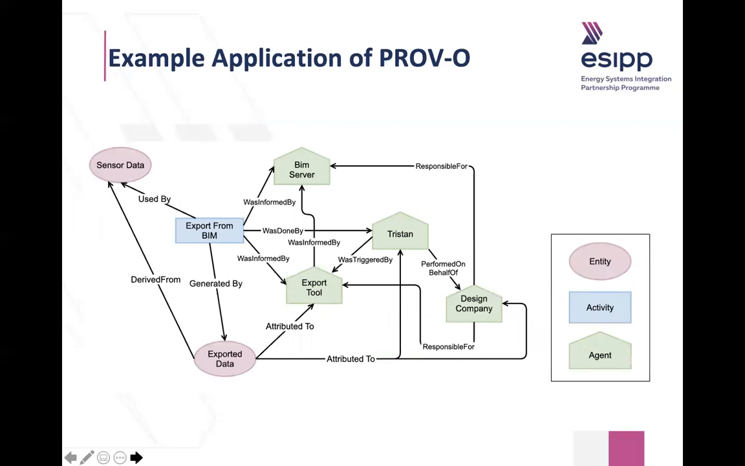Now let's look at the application of this model to one of the steps in our BEPS process. The activity we chose is export from BIM. Several agents are involved, including two software components, the BIM server and the export tool. A human agent is also involved, that is the engineer that's responsible for conducting the export, along with details of the company that they work for. Two artifacts, sensor data and tool data that was input to the BEPS process and stored on the BIM server, and the export data are also recorded.